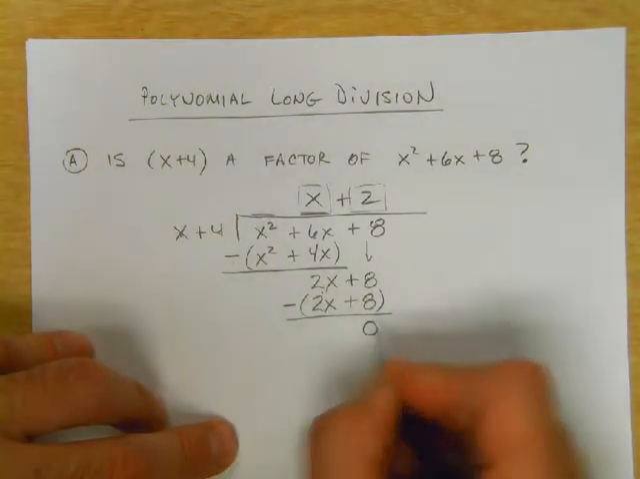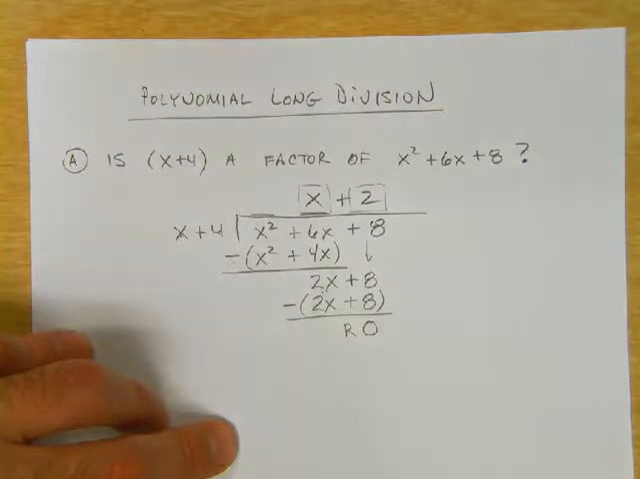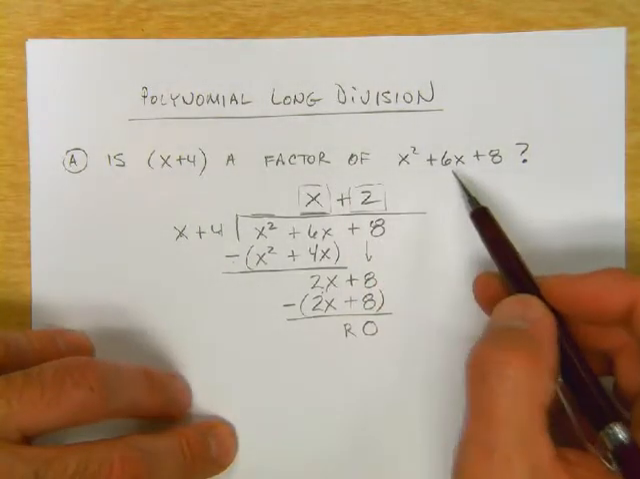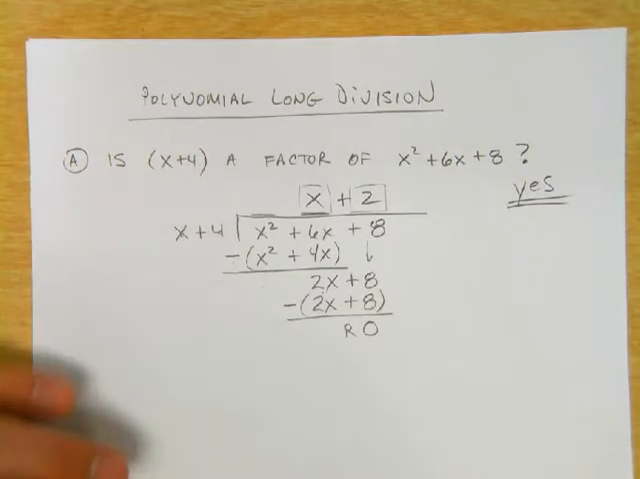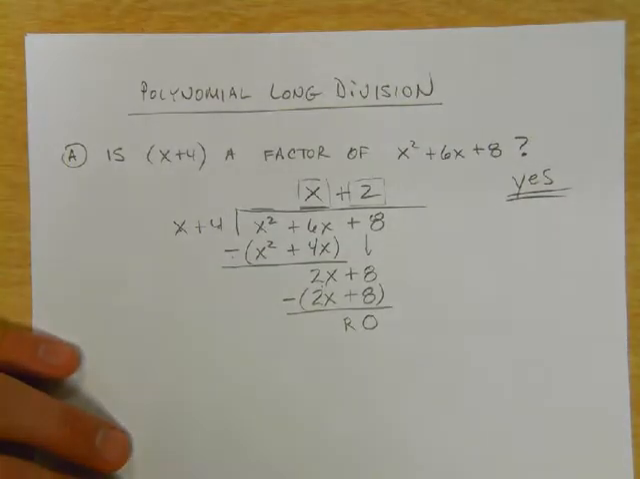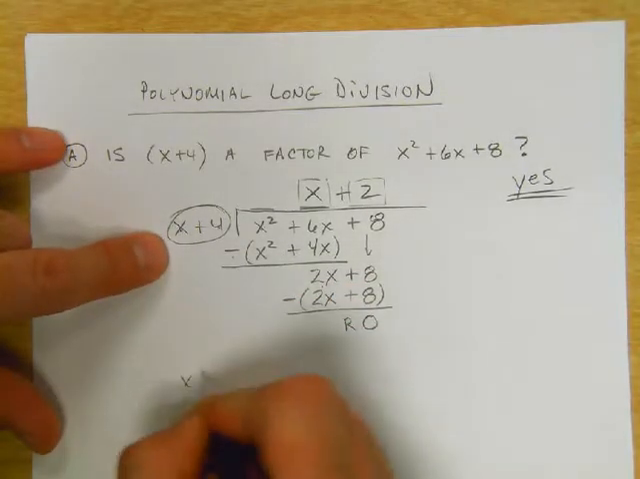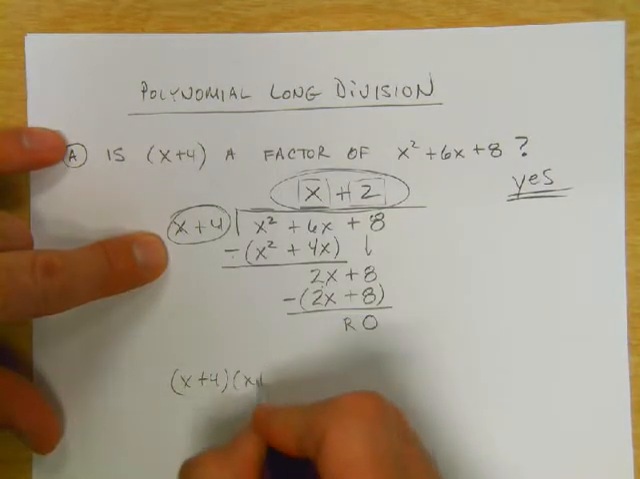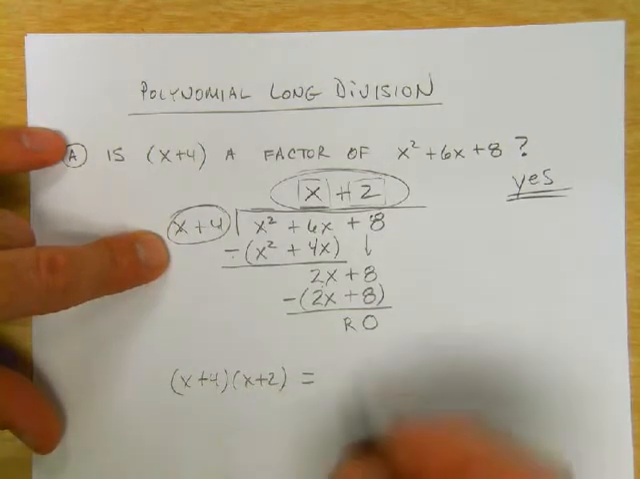So is x plus 4 a factor? Yes. And here's why this is important. Because what we know is that this term, x plus 4, times this one, x plus 2, if you multiply those together, you get x squared plus 6x plus 8. Okay?